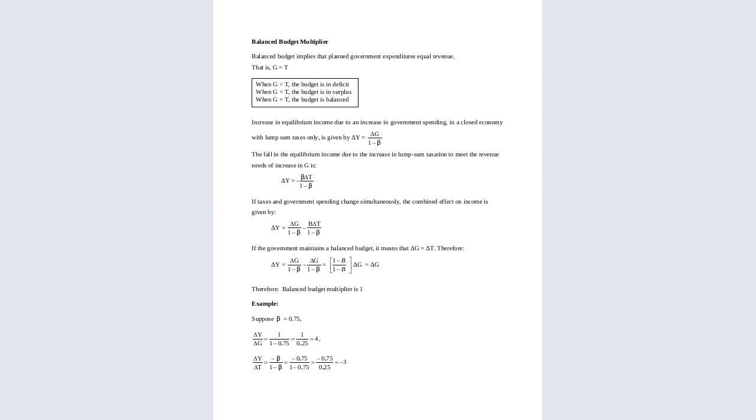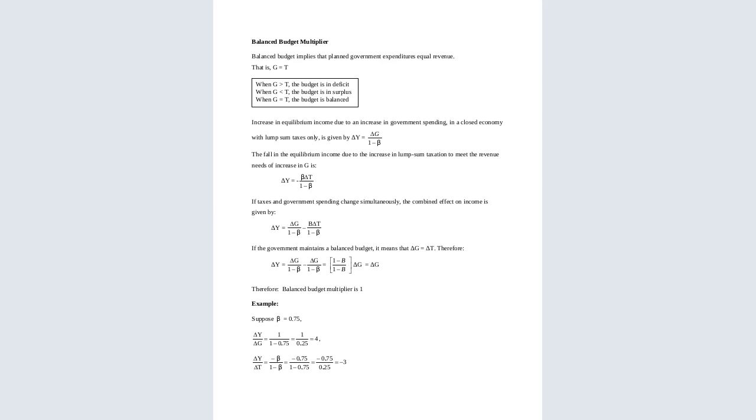Whenever we have expenditure greater than the revenue, then we have a budget deficit. And whenever we have the government expenditure less than the taxes, then we have a budget surplus. And whenever we have the government expenditure equal to the taxes, then that is what we refer to as the balanced budget.